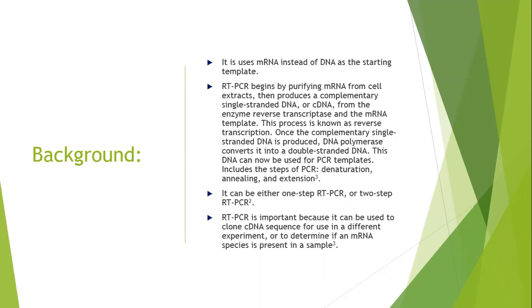The enzyme reverse transcriptase converts mRNA to a single-stranded DNA known as cDNA in a process known as reverse transcription. Then DNA polymerase converts this single-stranded DNA to a double-stranded DNA, and now this DNA strand can be used in standard PCR, where it would undergo the steps of denaturation, annealing, and extension.